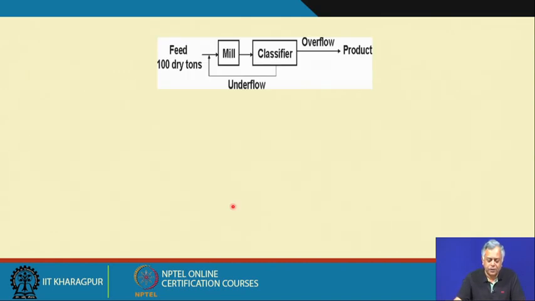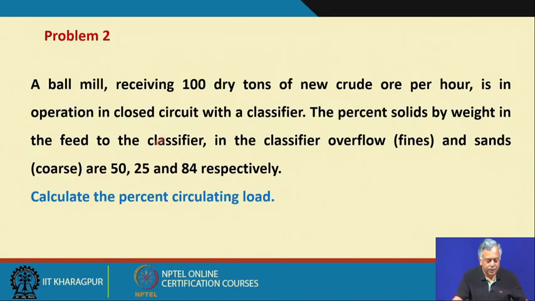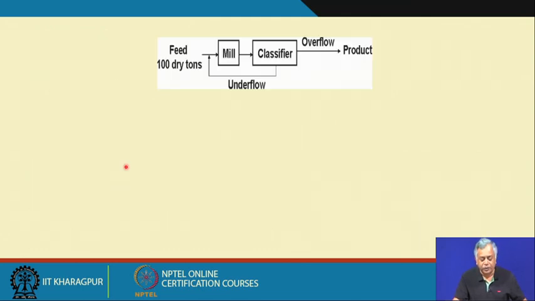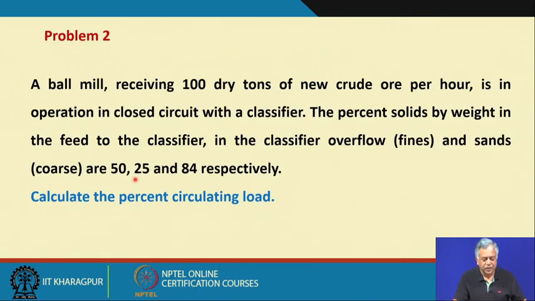So, this is the circuit: you have got the feed, that is 100 dry tons, and that is the mill. You have got a classifier, that is a hydrocyclone. Now, you have got an overflow and an underflow. At what rate is this one going? This one is 50% solids by weight. That is the ball mill discharge. Overflow is dilute, 25% solids by weight, and underflow is 84% solids by weight.